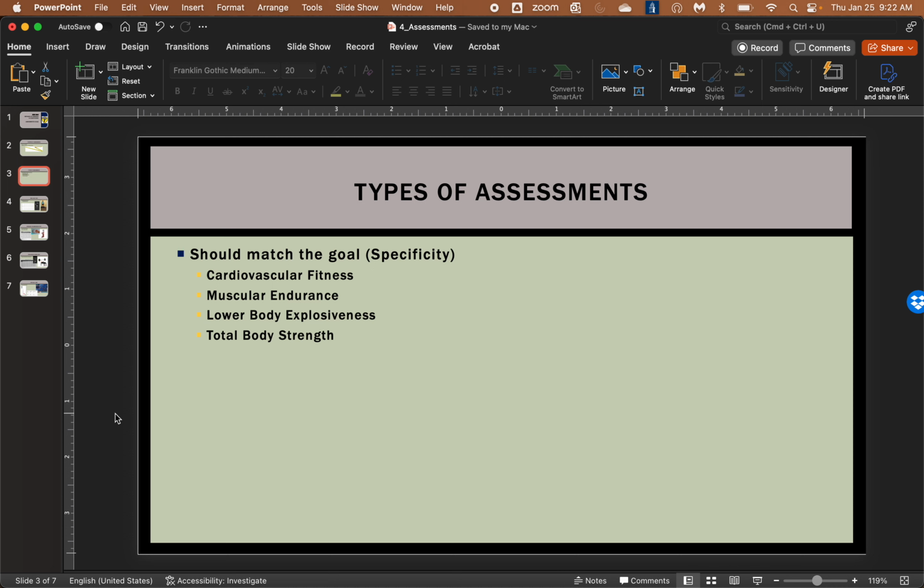So, there are many types of assessments. These are just a few. These are the assessment categories that we are going to learn about in this class.